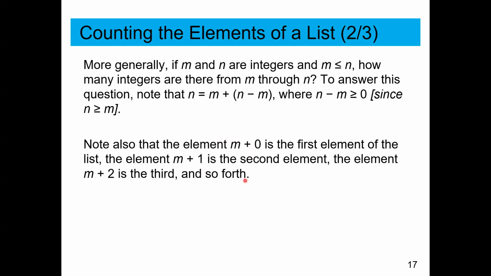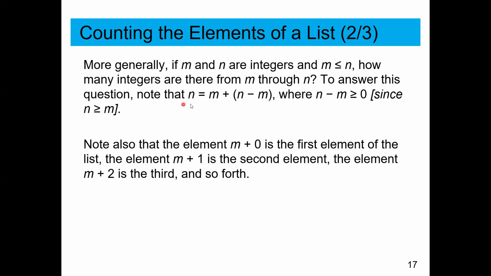Well, to get a more efficient formula, a way to think about it is this. Let's just pick any 2 integers, m and n, and let's assume that n is at least as big as m. So they're either equal or n is bigger, right? Because m is where we're starting and we're going to n. So we're always going to start from the smallest and go to the biggest.